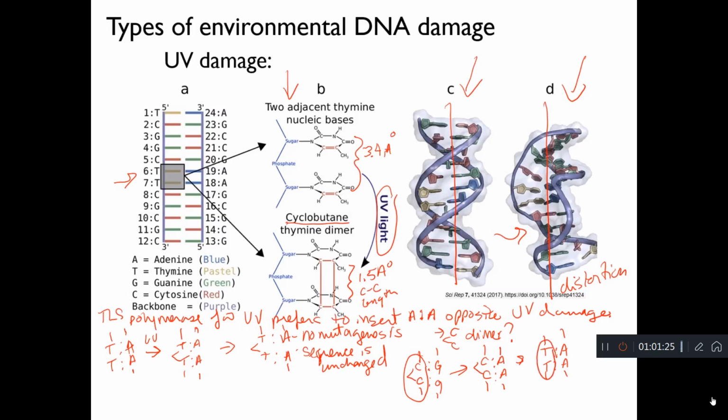And this kind of mutagenesis, where you have a pair of C's going to a pair of T's, is actually the signature of UV mutagenesis. So this going to this is the signature of UV mutagenesis.